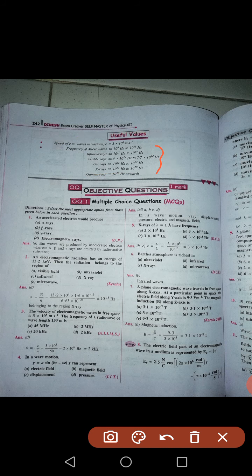The important thing about this chapter is the uses of electromagnetic waves. Where do we use these waves? The question comes like this. Just an example: in medical treatment, which of the electromagnetic waves is used? Then you have to write the name of the wave. They don't directly ask you to write the uses of X-rays or gamma rays. They ask the question in reverse, meaning for this purpose which ray is used. So you have to know almost all the uses. Okay, I'll give you the uses.